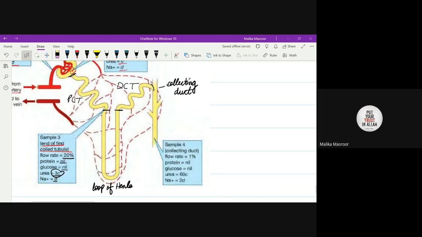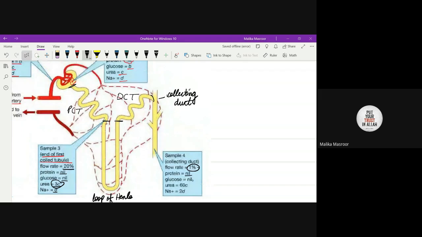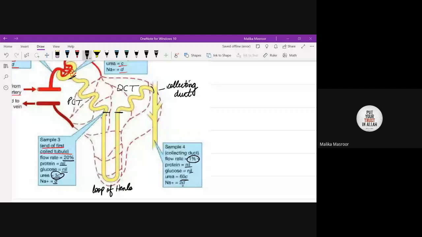Now, some more reabsorption took place in the entire loop of Henle and your DCT. And now look at your collecting duct. The flow rate has become 1%. 99% has been reabsorbed back into the blood. There is no protein, that was not even there in the second sample. No glucose, from the third sample. Urea has increased 60 times and sodium ions have increased twice. Is this clear? 99% of it has been reabsorbed back into the blood.